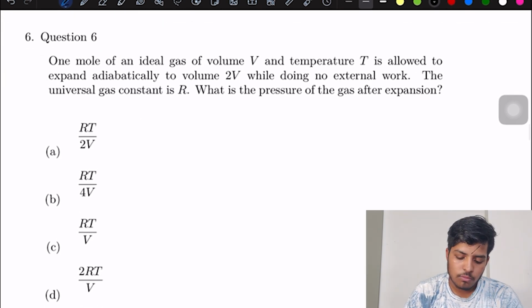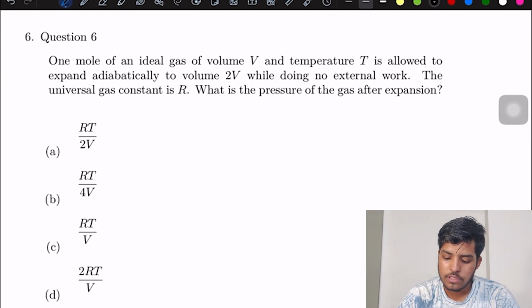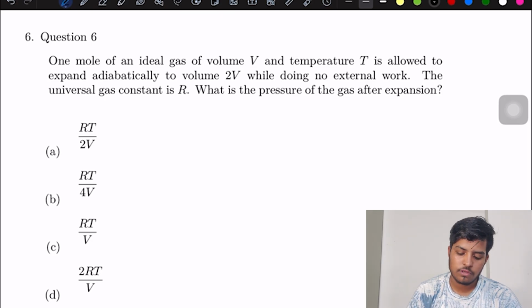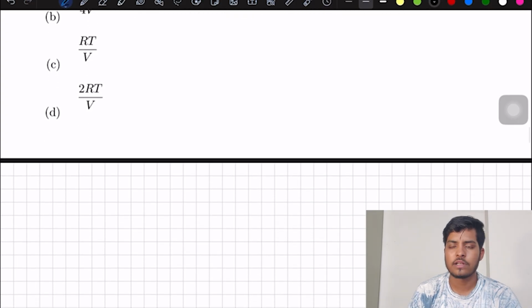Asking: 1 mole of an ideal gas of volume V and temperature T is allowed to expand adiabatically to volume 2V while doing no external work. Then what is the pressure of the gas? It's quite an easy question.